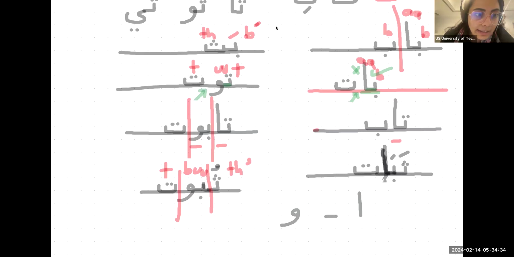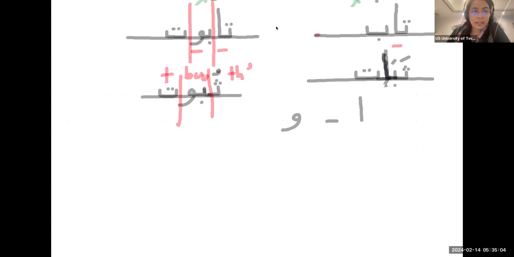Usually, how do I write the ta at the end? Connecting line, and I write it like that. But because in front of the ta I have the letter waw, and the letter waw is naughty, it connects to what's before, it doesn't connect to what's after. Is it clear? Yes. Perfect.